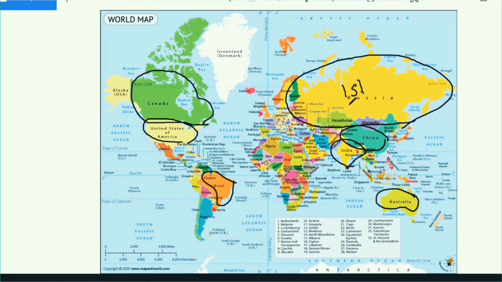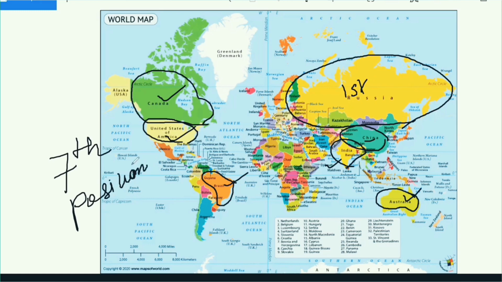So rank-wise, what have we got right now? Russia is first in rank due to its areal extension. Then it is Canada, then the United States of America, then China, then Brazil, Australia, and India. So India lies in the 7th position when we talk about areal extension. Do you remember what the area was? 3.28 million square kilometers, if you remember.